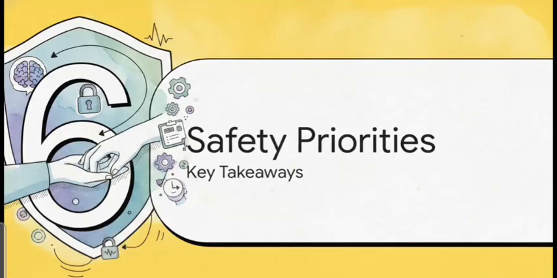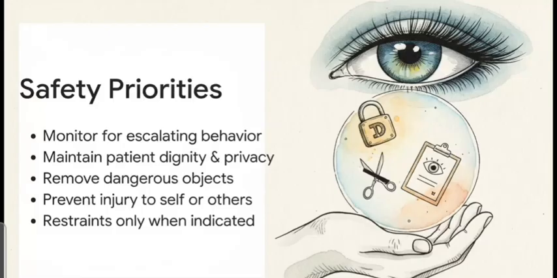Section 6, Safety Priorities and Key Takeaways. Let's bring it all home. These safety priorities right here, they are your mandate. You must proactively monitor for escalating behavior. Do not wait for a crisis to react. Always maintain the patient's dignity and privacy, especially when the illness is making them act totally out of character. Instantly remove any dangerous objects to prevent injury. Keep them under continuous observation if you have to. And remember, restraint and seclusion policies are an absolute last resort, used only when clinically indicated to prevent imminent harm.